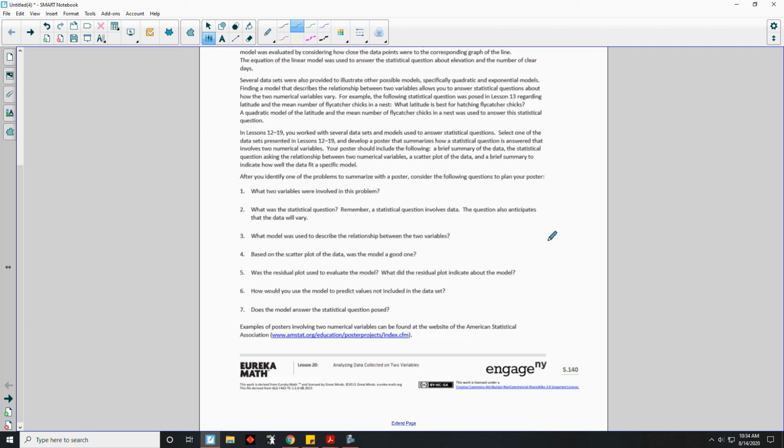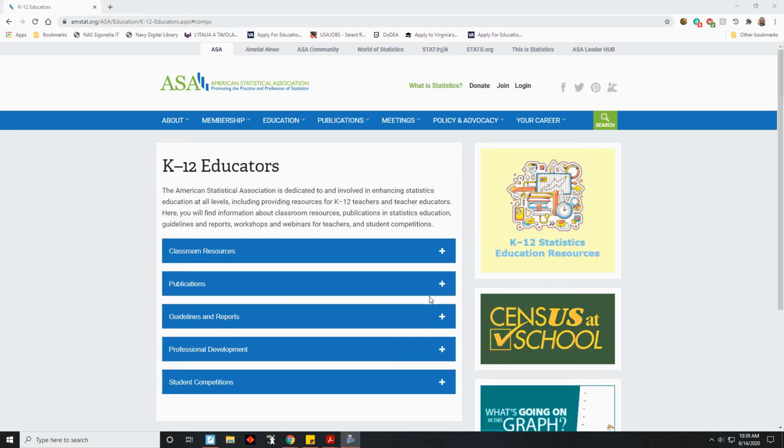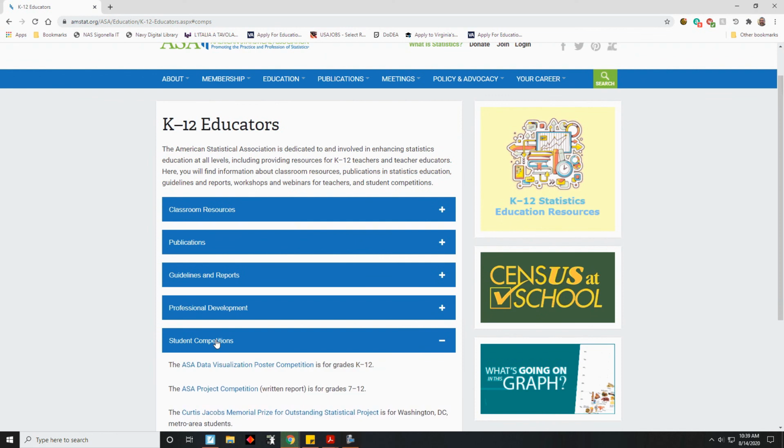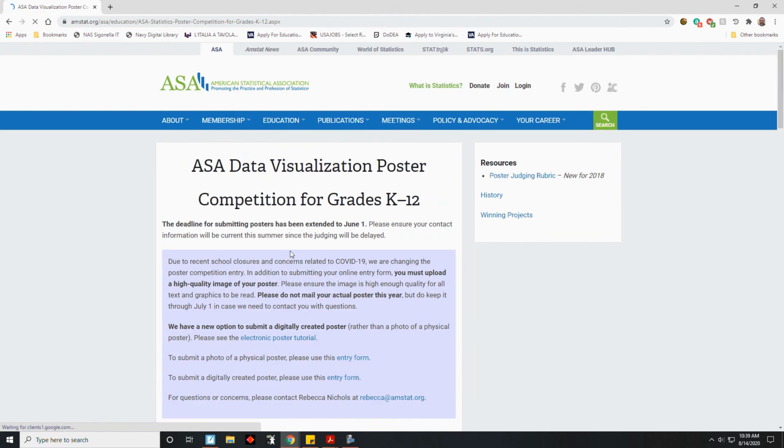It says examples of posters involving two numerical variables can be found on the website of the American Statistical Association. Okay, so I typed that address in and it brought me to this page right here. It was a little difficult to find at first, but it's under student competitions and it's the ASA Data Visualization Poster Competition for K through 12.